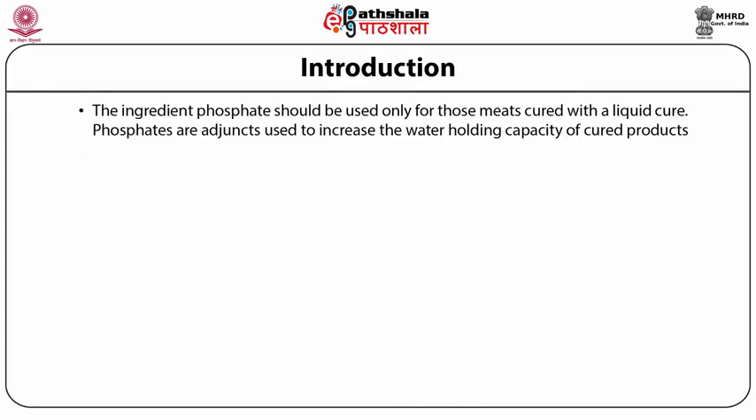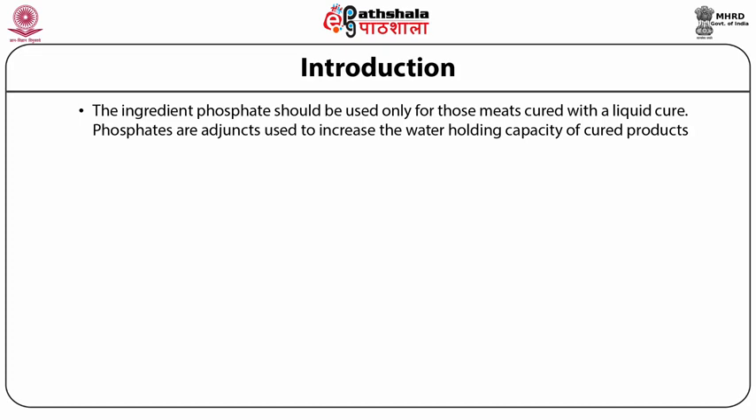The ingredient phosphate should be used only for those meats cured with a liquid cure. Phosphates are adjuncts used to increase the water holding capacity of cured products. Increased water holding capacity will increase yields of product and improve retention of brine.